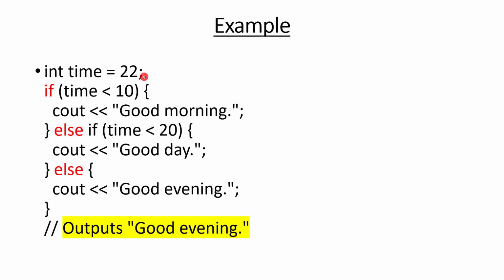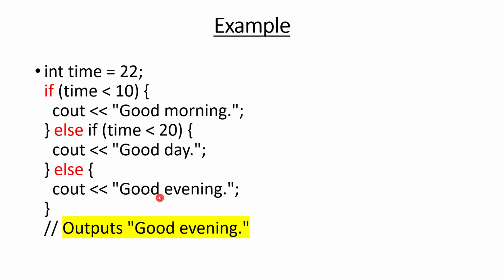If time is less than 10, 22 is not less than 10. So cout "Good morning" won't be displayed, because this condition is wrong, the program control will directly jump to the else. Else if time is less than 20, this condition is also not correct because 22 is higher than 20. Then this condition won't be executed either. Again it comes out of the control to the else.